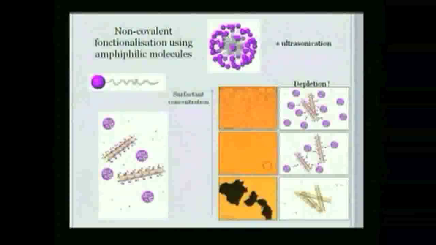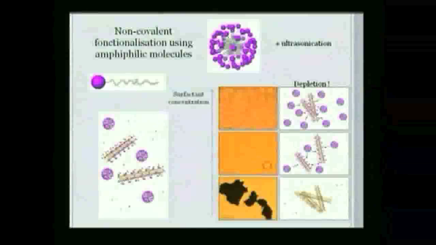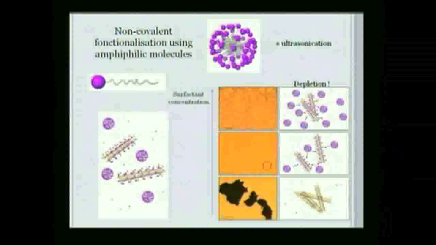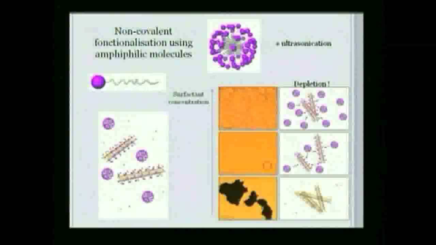Rather, you can functionalize them, you can attach covalent species to the surface, but it's not so easy, and there are some drawbacks to this method. Another method is to use non-covalent functionalization of nanotubes using amphiphilic molecules like surfactants, for example. So in this case, it's easier.